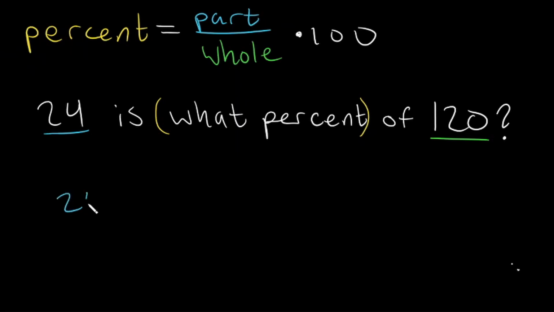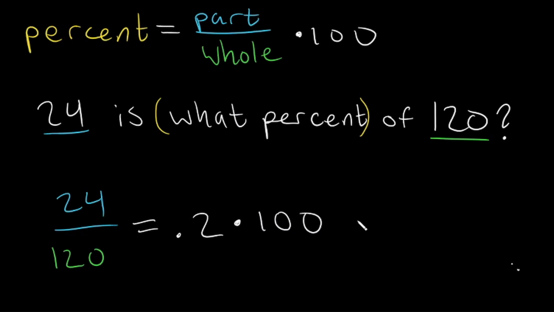So let's plug these into the formula and find our percentage. 24 divided by 120, put it into our calculator, it's going to be equal to 0.2. Now we need to multiply by 100. We move our decimal point over, and we're going to get 20%.